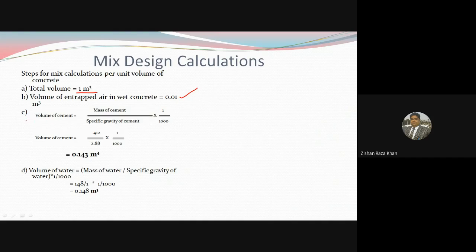So volume of cement will be how much? Mass of cement divided by specific gravity of cement, and divided by 1000. Okay, so 412 divided by 2.88 divided by 1000, and total volume of cement will be 0.143 meter cube. ठीक है? Second, volume of water, simple, because specific gravity of water is 1, considered as 1. So total 148 kg of water we are going to use. So volume of water will be 0.148 meter cube.